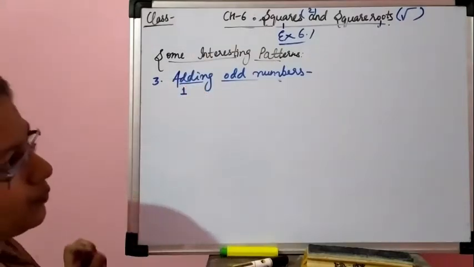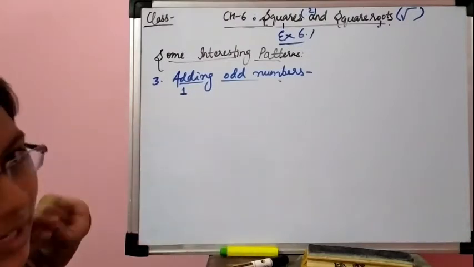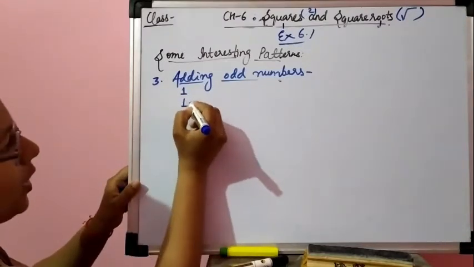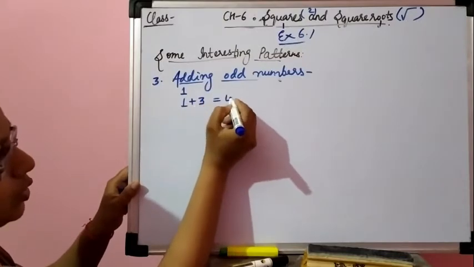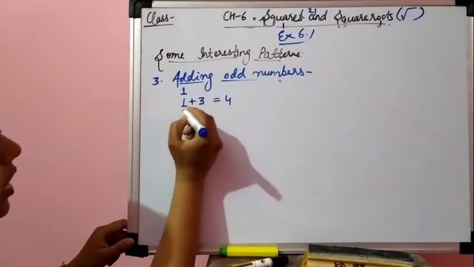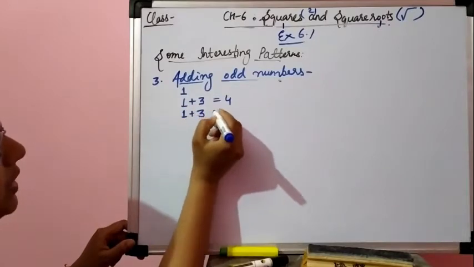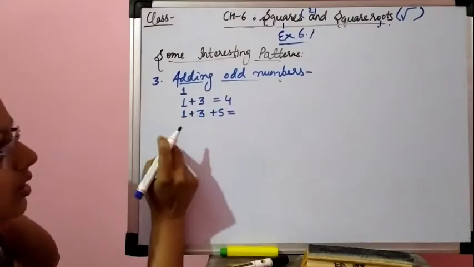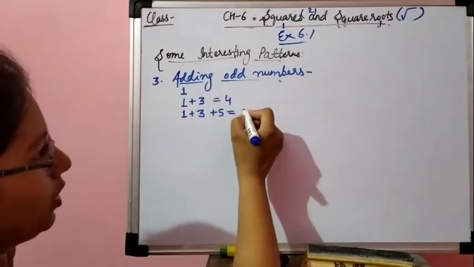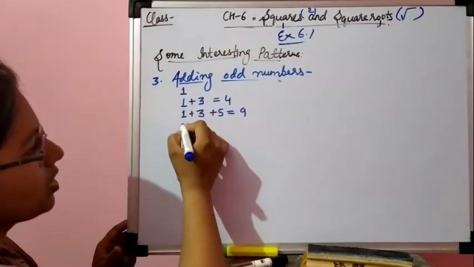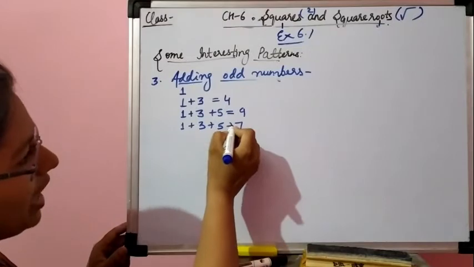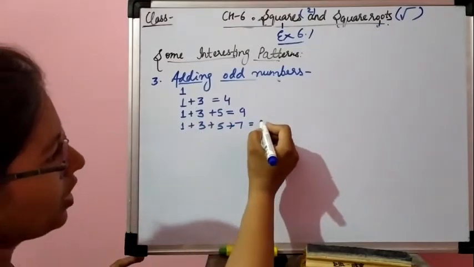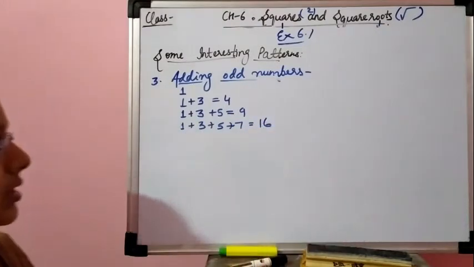Like this is 1. Only one odd number I have taken. Then 1 plus 3. Two odd numbers I have taken, that is equal to 4. Now 1 plus 3 plus 5. Three odd numbers I have taken, which is equal to 9. Similarly 1 plus 3 plus 5 plus 7. I am adding only odd numbers. This will be equal to 16.